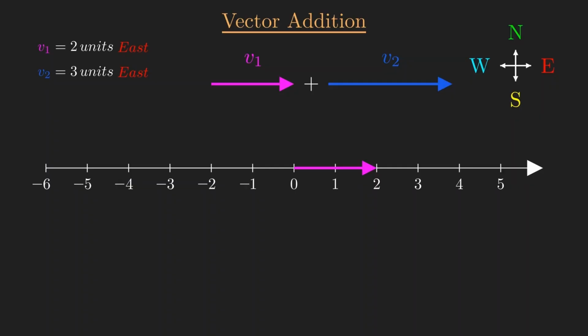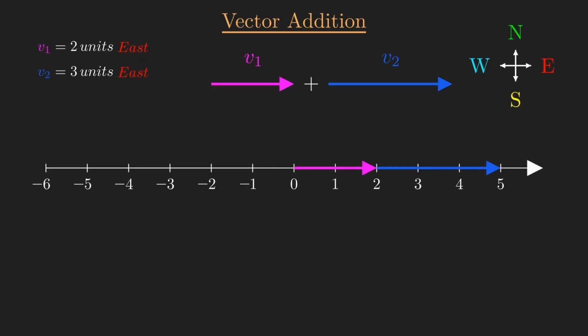Remember that a vector is a quantity that has magnitude and direction. So we have the compass here, where north points upwards, south points downwards, west points to the left, and east points to the right. So v1 and v2 are both directed eastwards. So what will be the result of adding v1 and v2, given that v1 is 2 units east and v2 is 3 units east?